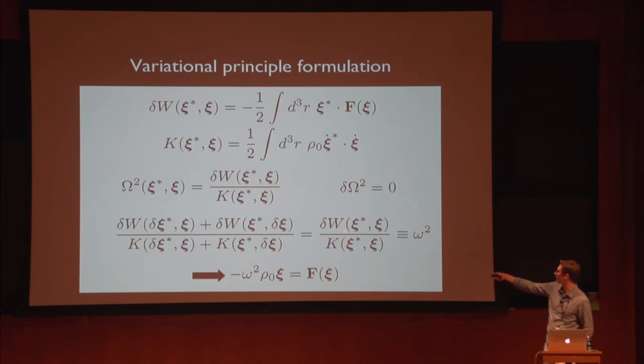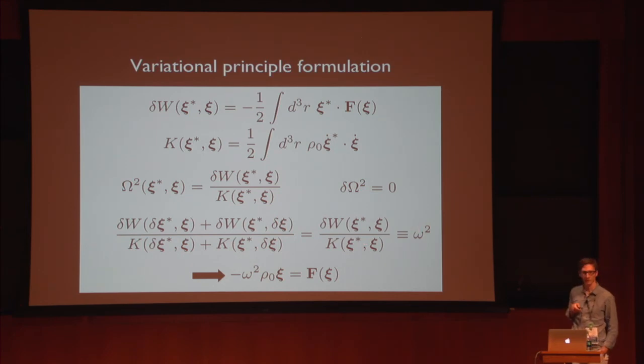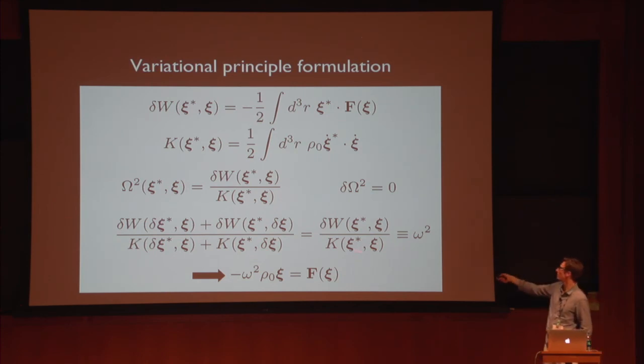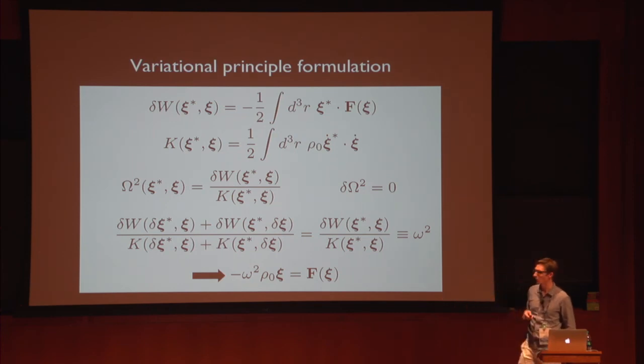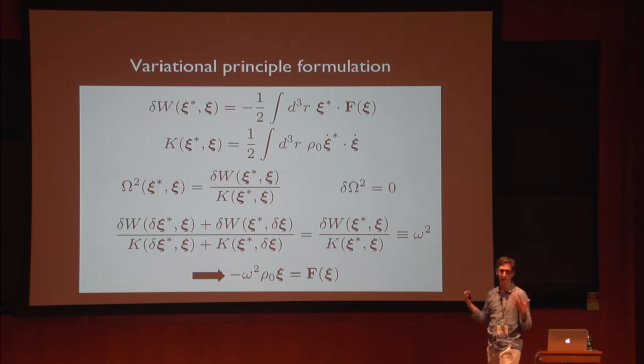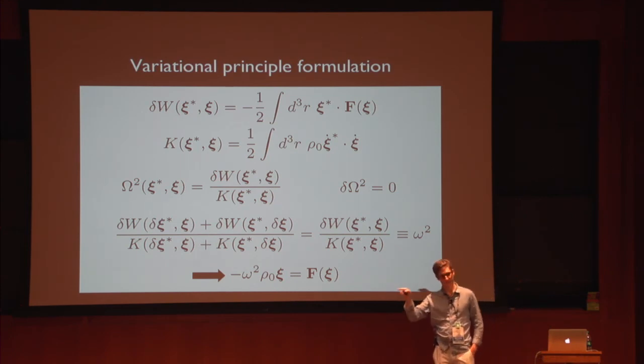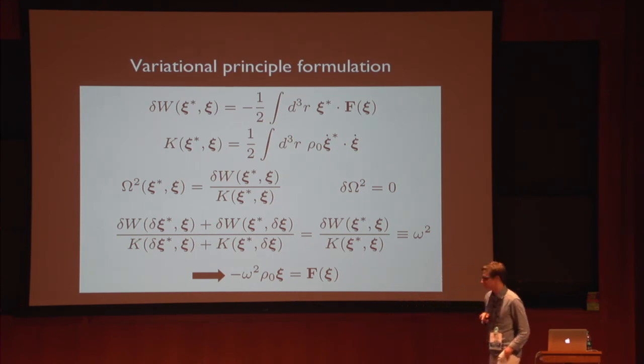So if I now define delta W over k to be omega squared, then this reduces to the original eigenvalue problem, right? So all I've shown you here, and I've only kind of shown it to you because I haven't shown you all the steps in between, is that this variational principle form of things is identical to solving the eigenvalue problem, which you're probably all familiar with, okay?